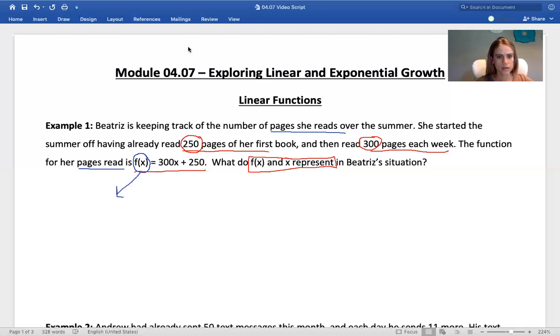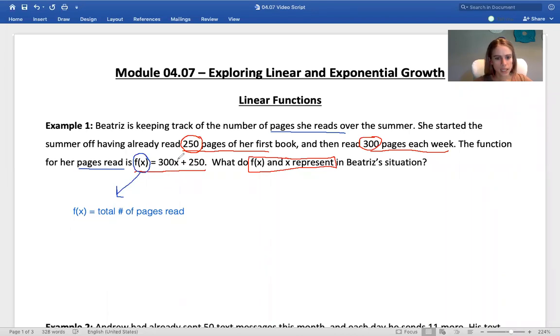So f of x in this scenario represents the total, because it's equal to everything else, number of pages read. All right, now let's answer the second half of the question and determine what our x represents.